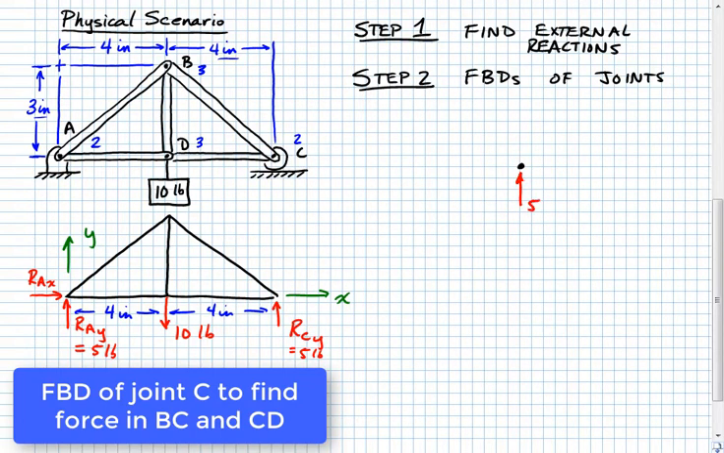We have our external reaction of 5 pounds that happens on that joint. Then we have forces that also act on that joint. We have a tension. We don't know that it's a tension, but we can assume that it's a tension that happens in member CD. All right. We also have the force that happens in member BC, and so we'll stick that up here.